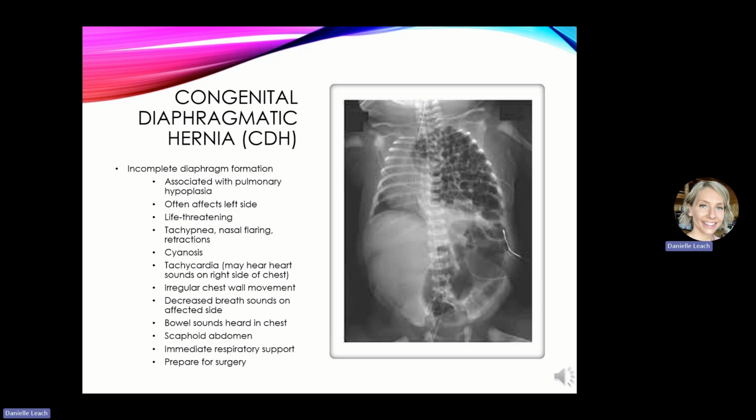They may also have a scaphoid abdomen. So if you're looking at this x-ray and you see all of these intestines are basically up in the baby's chest, then there's going to be less structures in the abdomen, so it can actually appear very sunken in. So looking at this x-ray, it looks like the liver and maybe part of the stomach is down in the abdomen, so there's not going to be like a whole lot in the abdomen. So they need immediate respiratory support, so they're probably going to be mechanically ventilated, and we're going to be preparing for surgery almost immediately as well.